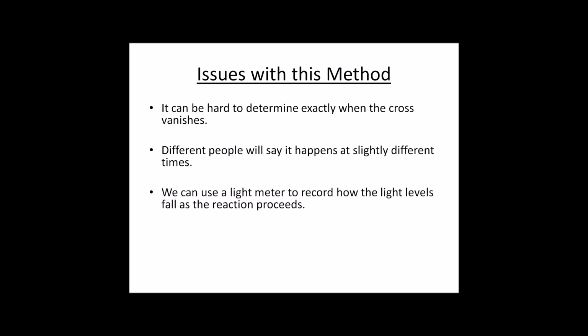To get around this, what we can do is we can use a light meter to record how the light levels fall as the reaction proceeds, and we will have a look at how that setup would be done in a second. But it's more or less exactly the same as the one we've done, except what we're going to do is we're going to clamp the conical flask up, and we're going to have a light meter positioned underneath it, and we don't have to look down the top this time.